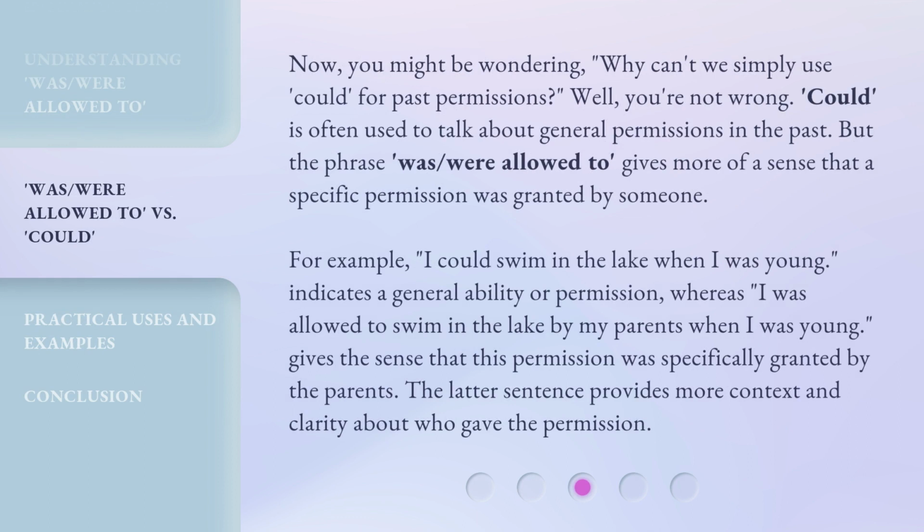Now, you might be wondering, why can't we simply use "could" for past permissions? Well, you're not wrong. "Could" is often used to talk about general permissions in the past. But the phrase "was, were allowed to" gives more of a sense that a specific permission was granted by someone. For example, "I could swim in the lake when I was young" indicates a general ability or permission, whereas "I was allowed to swim in the lake by my parents when I was young" gives the sense that this permission was specifically granted by the parents. The latter sentence provides more context and clarity about who gave the permission.